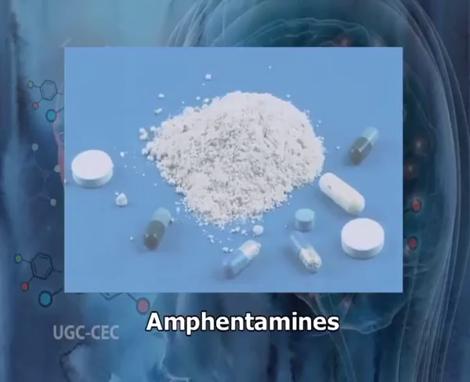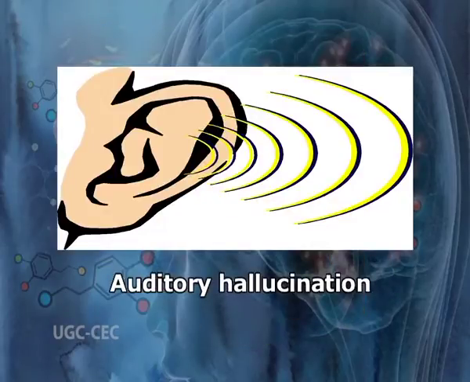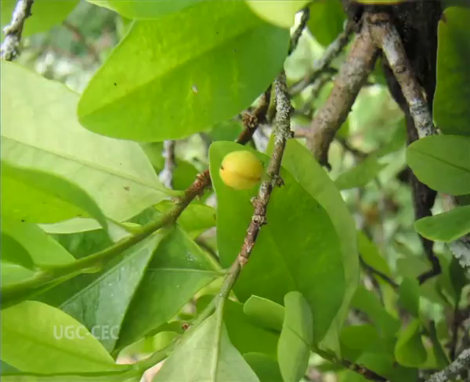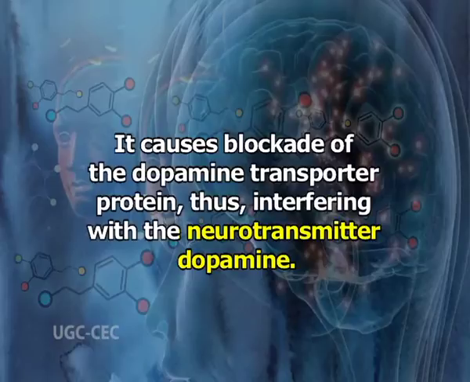It is used by human beings to heighten arousal and intellectual functions. People become more active under the influence of this drug. Amphetamine also releases noradrenaline and induces in humans a form of psychosis which may be misdiagnosed in the clinic as paranoid schizophrenia. The drug addicts have olfactory, visual and auditory hallucinations, pronounced paranoia and anorexia. Cocaine, commonly called coke or crack, is a narcotic drug extracted from the leaves of the coca plant Erythroxylum coca. It causes blockage of the dopamine transporter protein, thus interfering with the neurotransmitter dopamine.